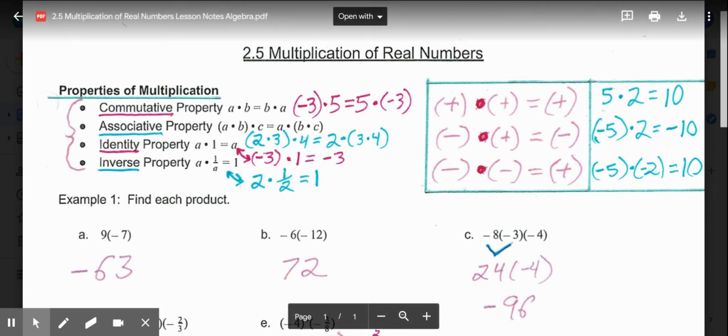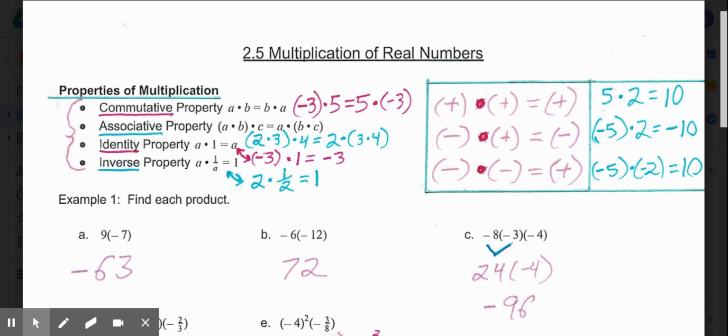And then the final property that we're looking at is the inverse property. And the inverse property is that any number multiplied by 1 over itself, or its inverse, is equal to 1. So 1 over itself is known as the inverse. So any number multiplied by itself is equal to 1. So an example of that would be 2 multiplied by 1 over 2 equals 1. Or if we had like 73, 73 multiplied by 1 over 73 would equal 1.